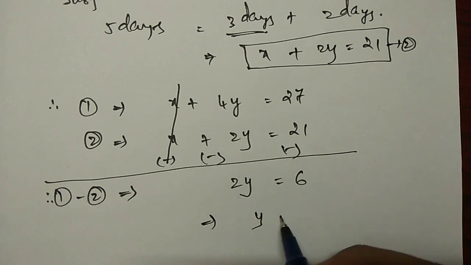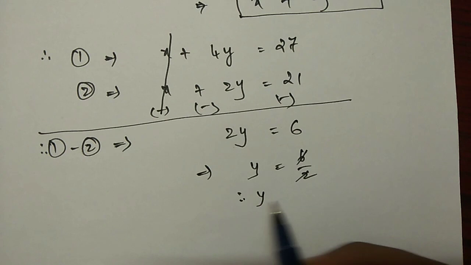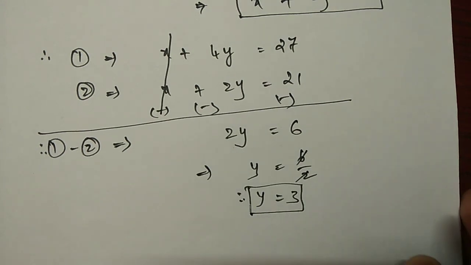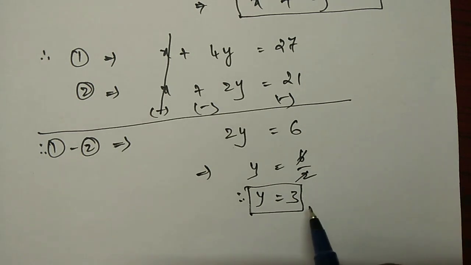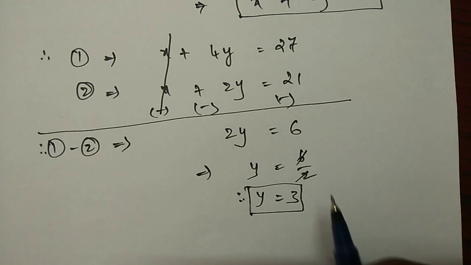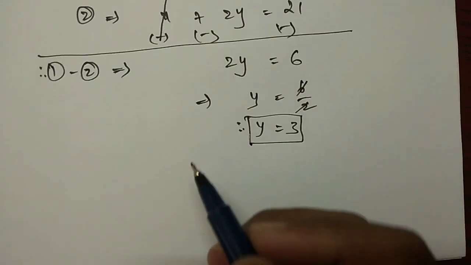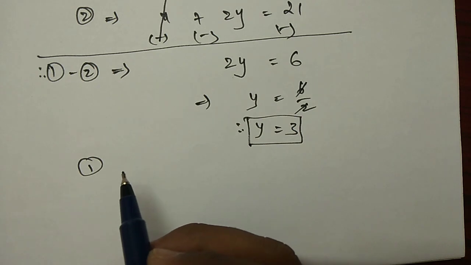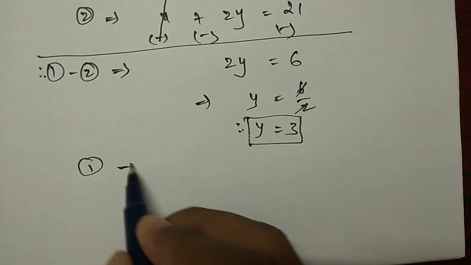That implies y equal to 6 by 2. Therefore y equal to 3. Y means the per day cost is y rupees. So for each day 3 rupees has to be paid extra. So substitute this value in any one equation to get the 3 days fixed charge. So let us take 1.